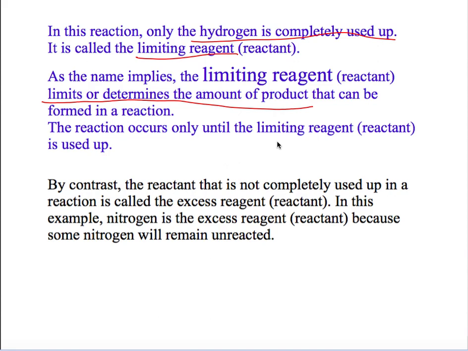And the reaction stops as soon as your limiting reactant is used up. On the opposite side, the reactant not completely used up is called the excess reactant because there's excess left over. So in this case, nitrogen was our excess reactant because we had some left.